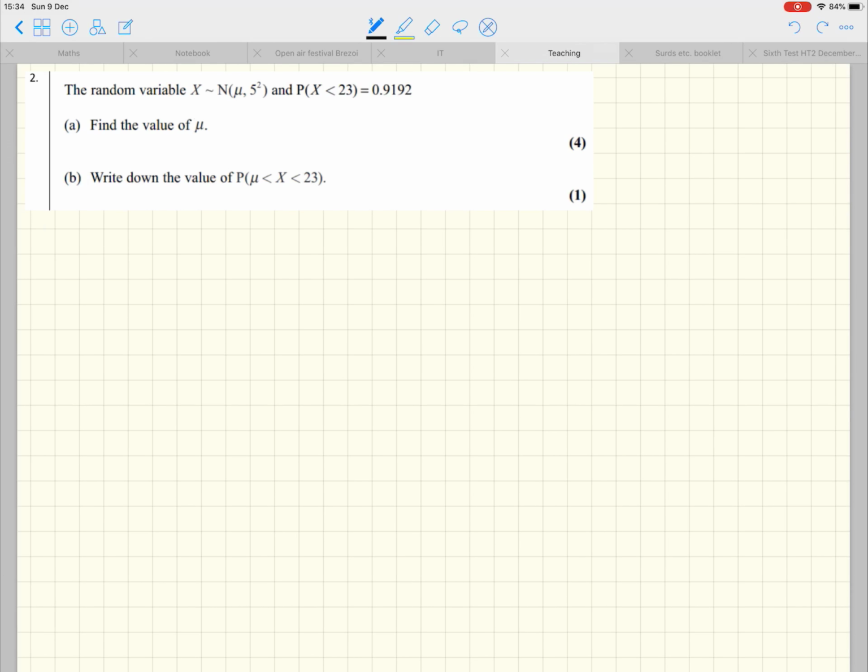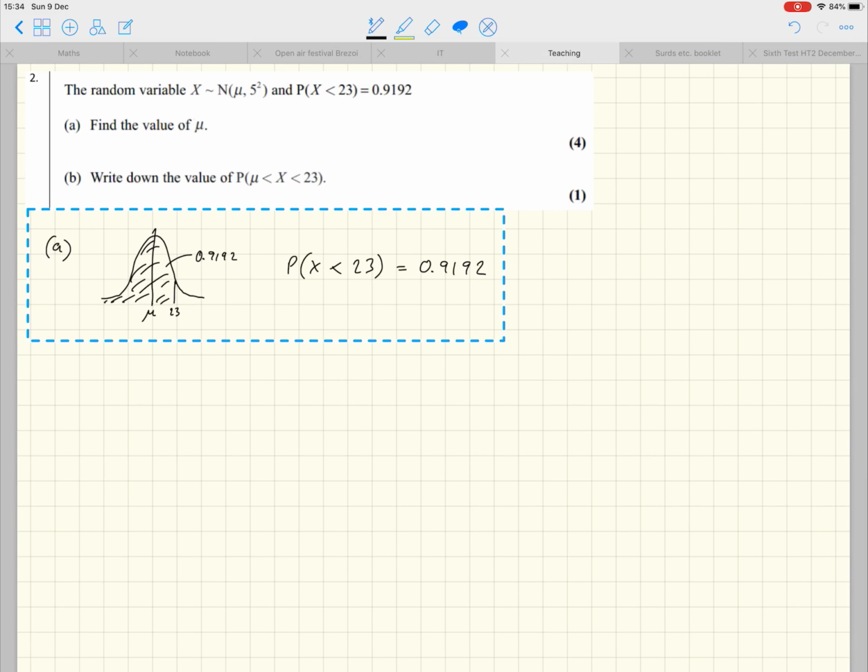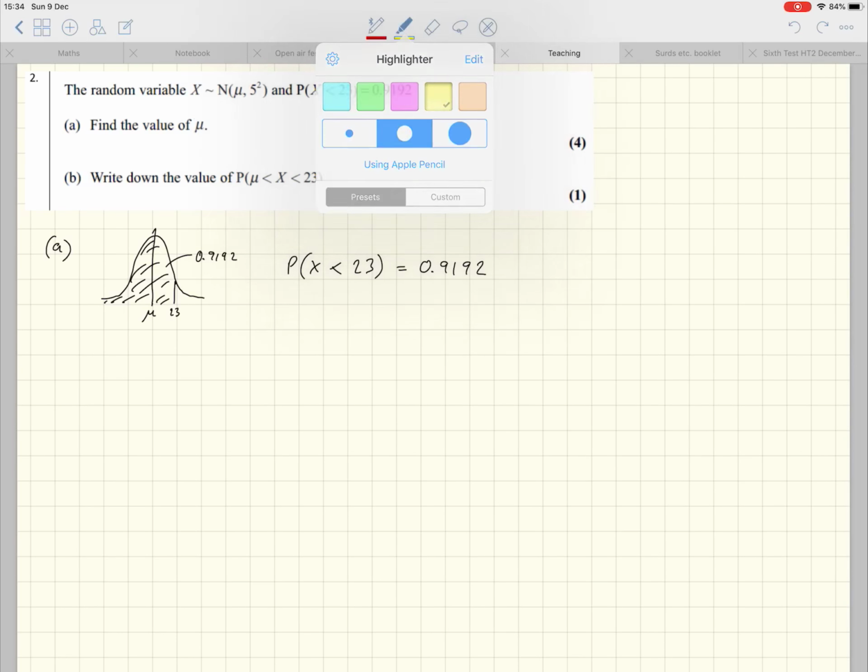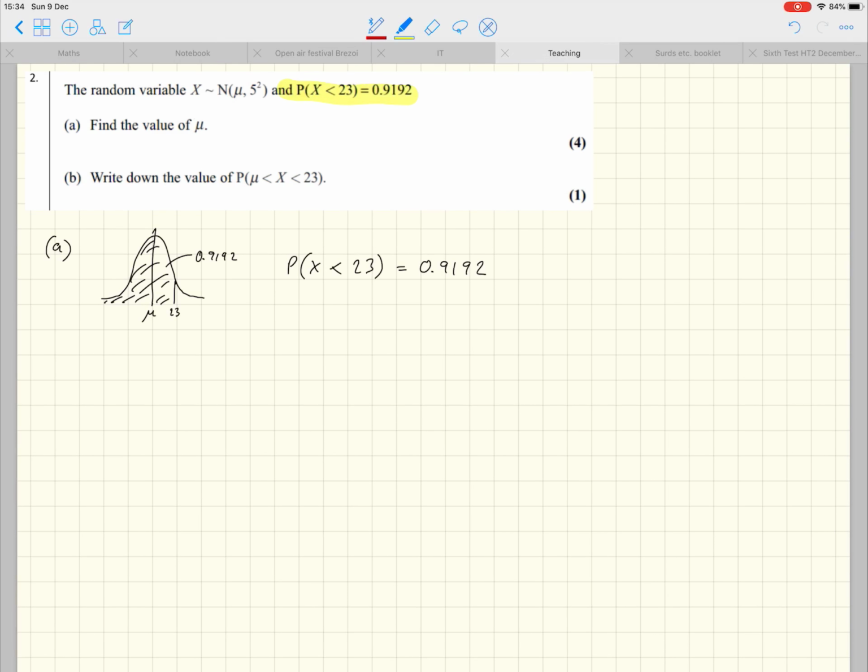A good idea, whenever you're doing any normal distribution question, is to sketch it. So we have the area underneath this particular value here, 23, the area below that, to the left of that, under the curve is 0.9192, and we have mu in the middle. So let's just explore this statement that we're given in the question. I've copied it out here.